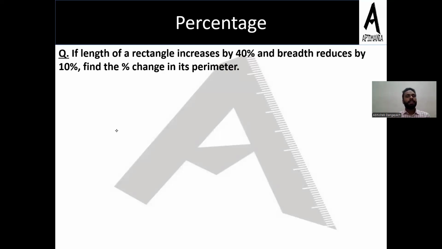Same question, length increases by 40%, breadth by 10%. Have to find the percentage change in perimeter. Again, a 2-minute halt. Pause the video, solve your question, get the answer, and we'll check.